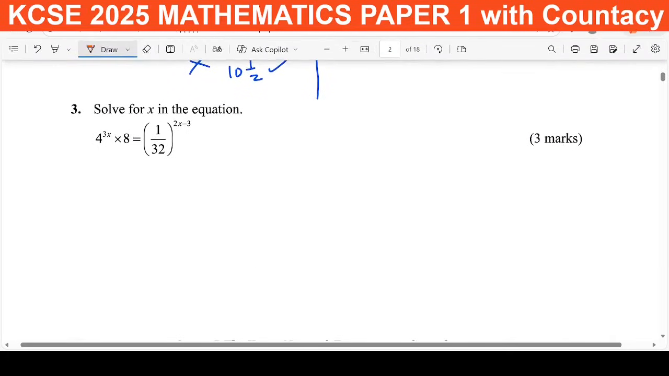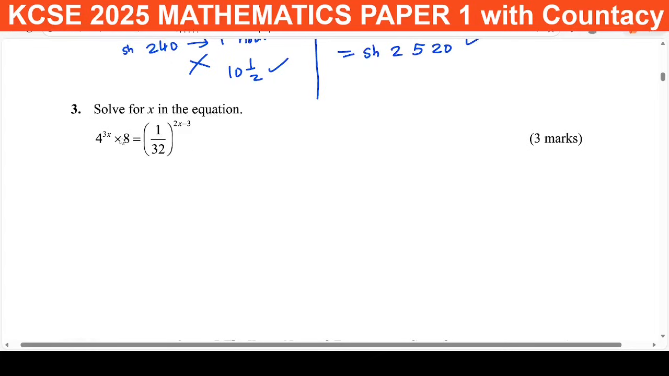We are told to solve for x in the equation 4 to the power 3x multiplied by 8 is equal to 1 over 32 to the power 2x minus 3. Wow, this really looks so interesting because these individuals are what we call numbers. Normally, I love treating numbers like people. If these were people, I would say that these people are somehow like siblings because they are really related, in that they share a common number, which is a multiple to all, and that is 2.